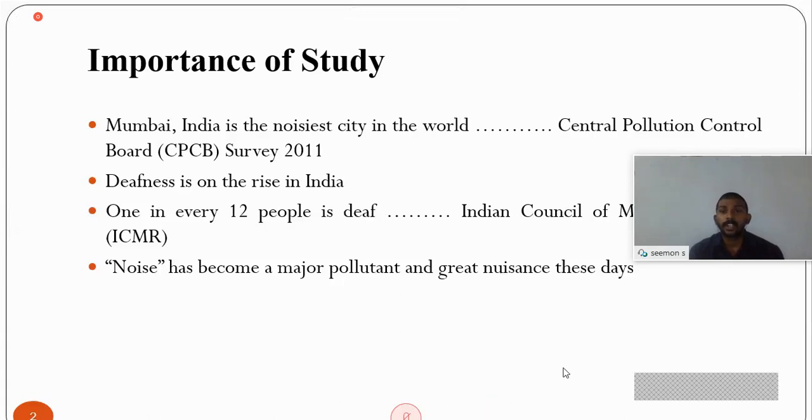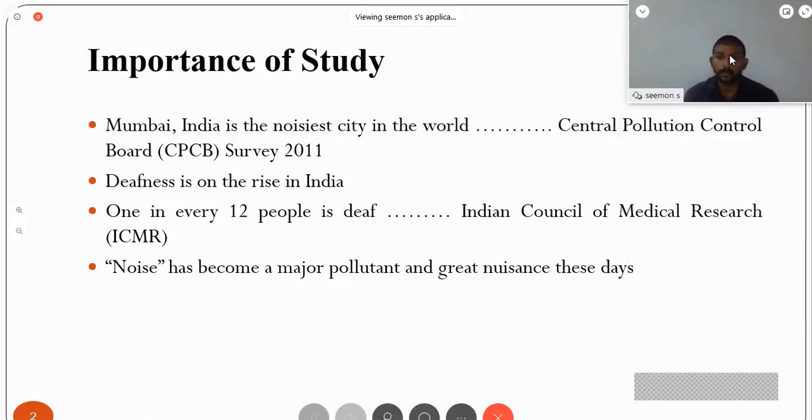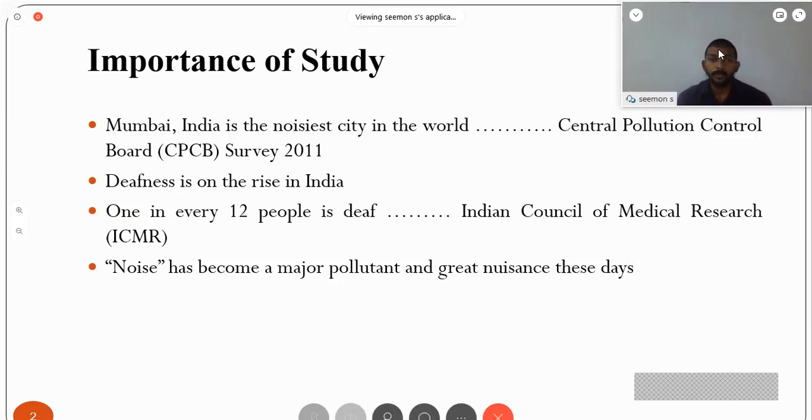Another survey, conducted by the Indian Council of Medical Research, ICMR, found that if you consider 12 people, one among them will be deaf nowadays, mainly because of noise. Noise has become one of the major pollutants and a great nuisance these days.